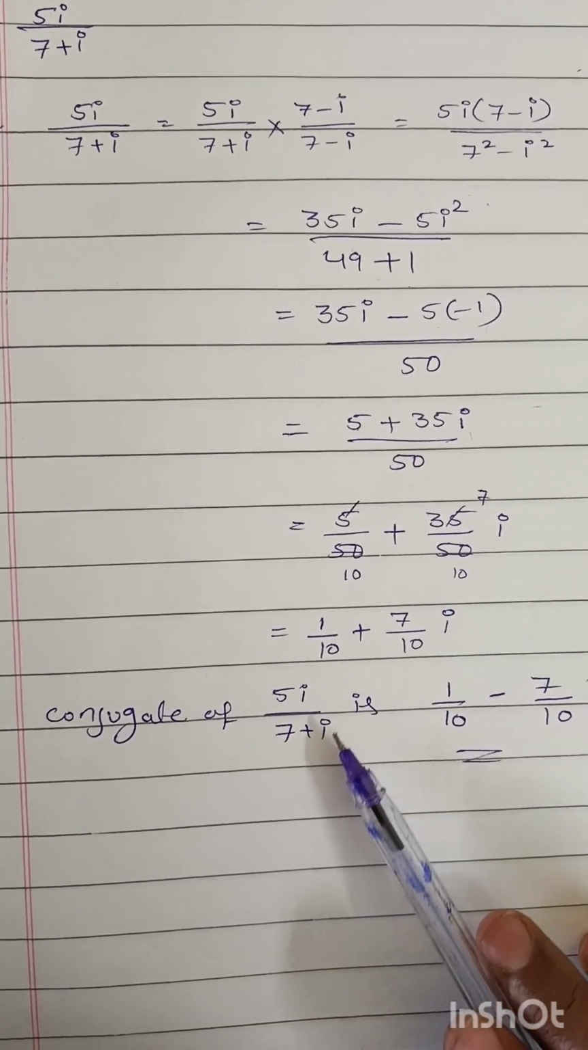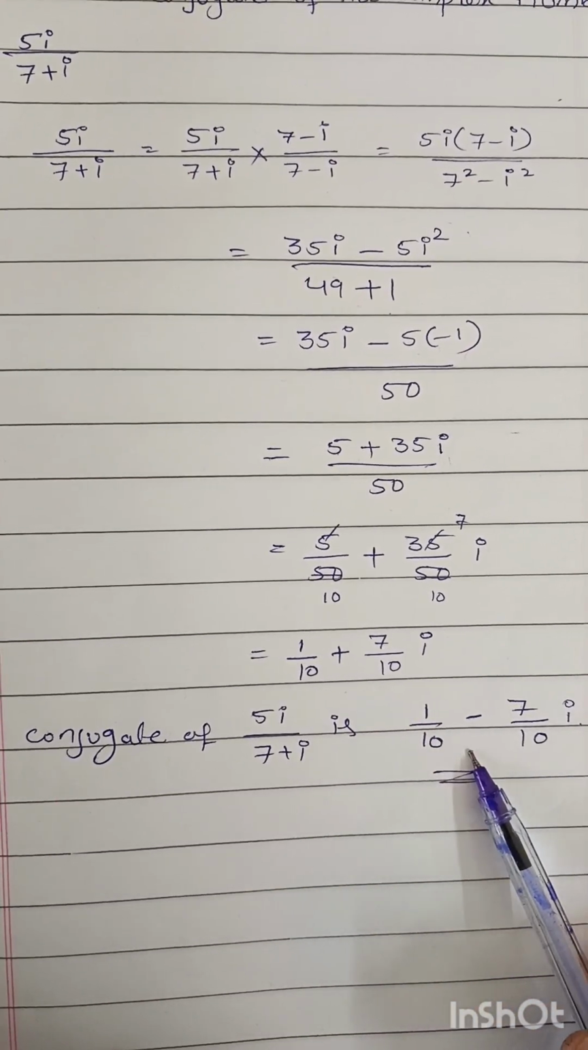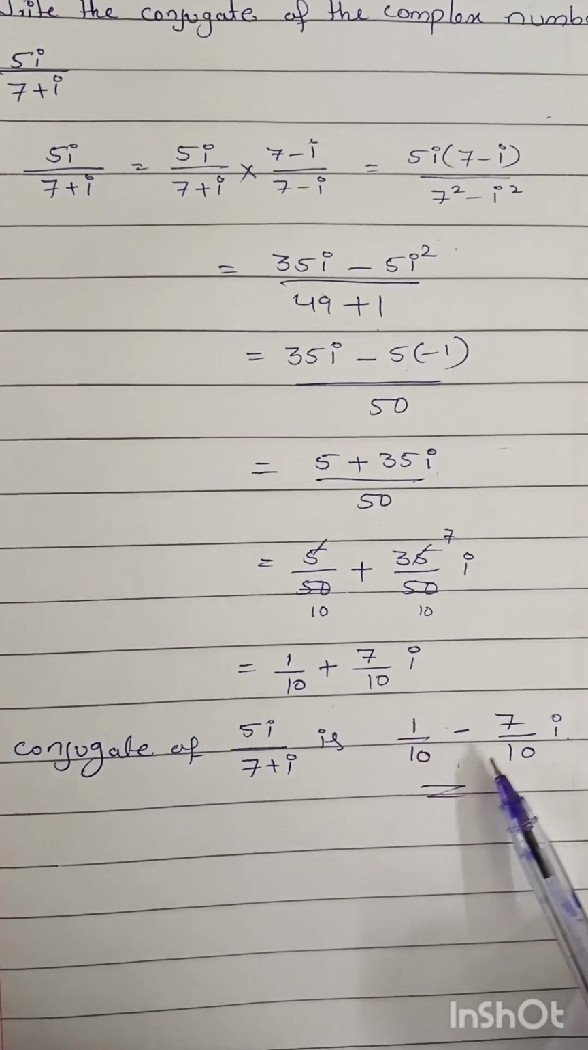Now the conjugate of 5i by 7 plus i is, here it is plus, so here we take minus: 1 by 10 minus 7 by 10 i.